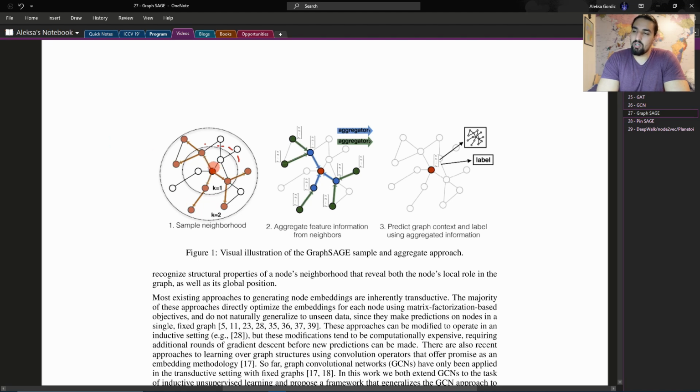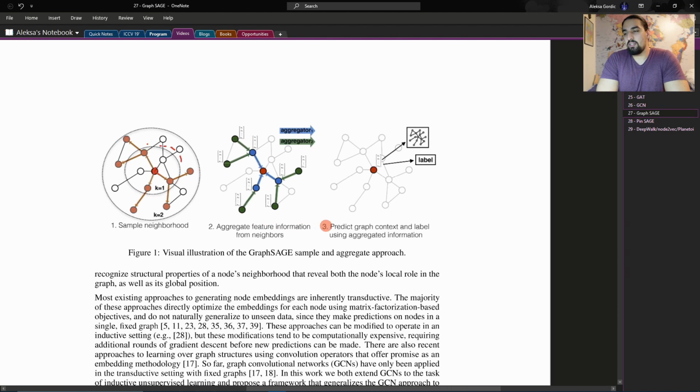So basically this red node in the middle will end up having some mixture of representations of these orange nodes. And these aggregate functions are trainable, and they're general here. The paper itself suggested a couple of different variants, and we'll see those in a minute.